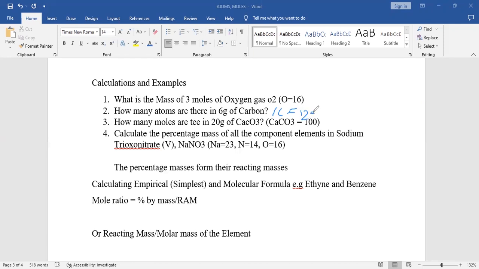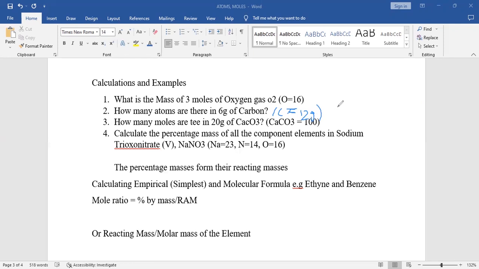So that's the important thing about listening and understanding, so that you'll be able to apply. In our first class, I told us the important thing about science is not just in knowing, it's in being able to apply. So C is equal to 12 grams. So they're asking how many atoms are there in 6 grams.